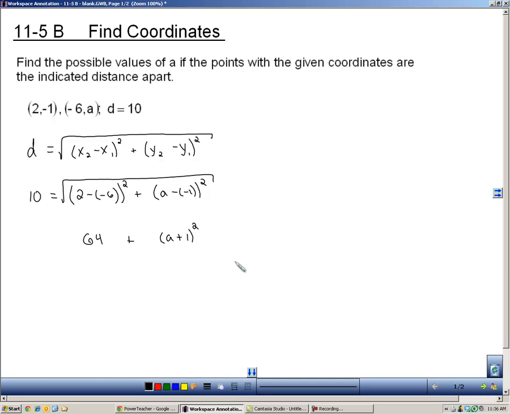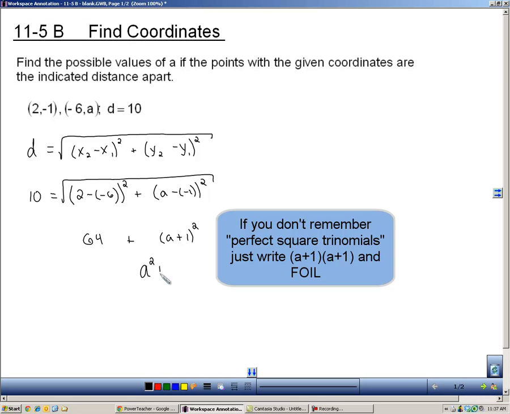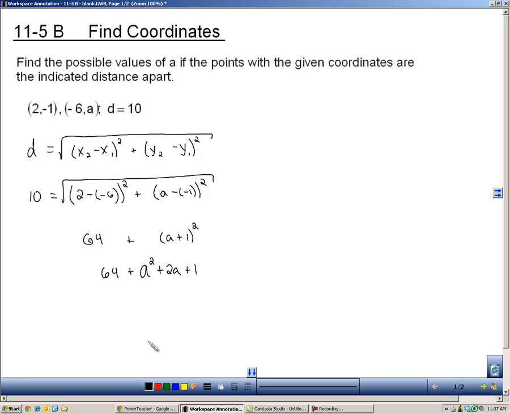Now in previous chapters we've learned that that simplifies to be a perfect square trinomial. In this case, a squared plus 2a plus 1, and then we still have the plus 64. I'm going to combine these as like terms, so that's going to give me a squared plus 2a plus 65. We still have that under the square root, and that still equals 10.